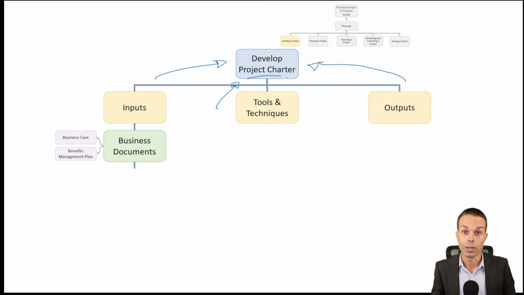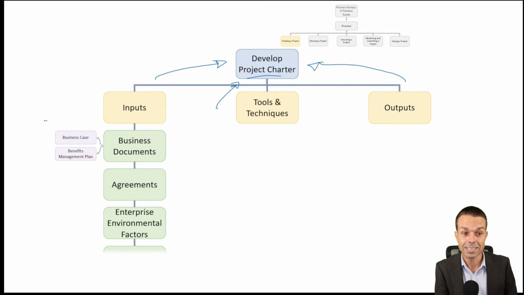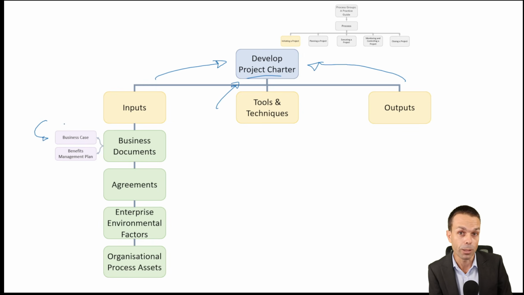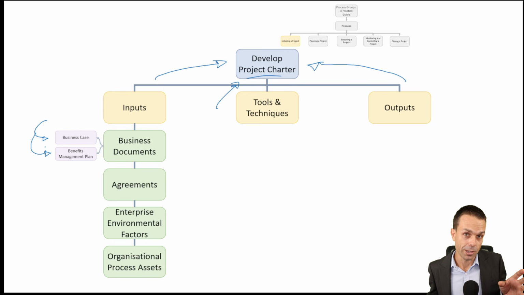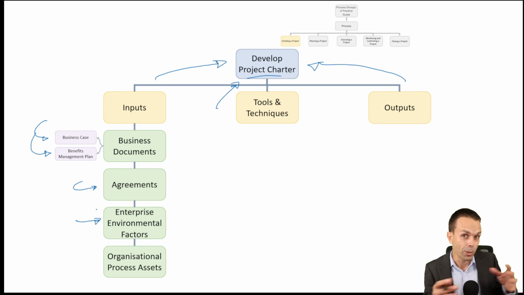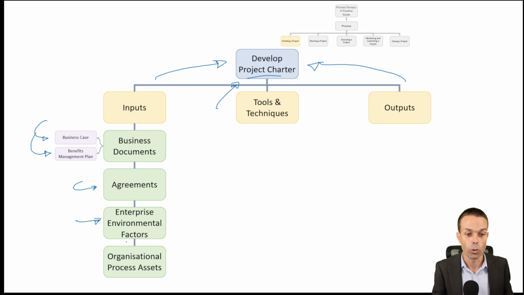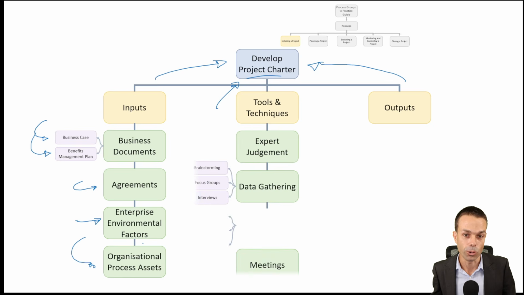The inputs, we need business documents. So we need a business case. So is it actually worth doing the project in the first place? We also need a benefits management plan because we need to know what the benefits for the project are going to be and how we're going to manage them. We might have agreements in the business already, and then enterprise environmental factors. What's the environment that we're working in? And organizational process assets. Is there a tool or technique or a template that is already existing for our project charter that we can use in the organization?